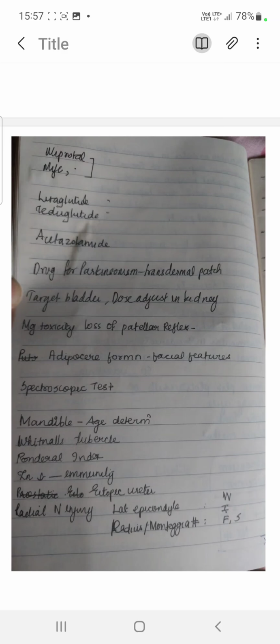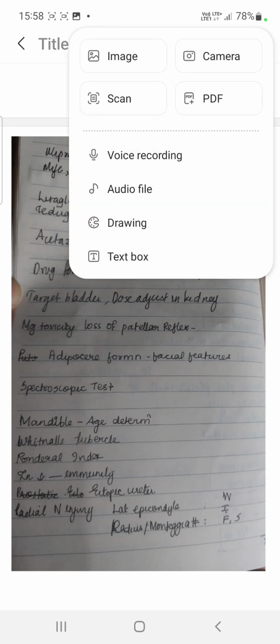Ectopic ureter in females opens into the labia majora, whereas in males into the prostatic urethra. Radial nerve injury, remember, if it is above the elbow, at the lateral epicondyle, wrist drop will also be there because of involvement of extensor carpi radialis longus. Whereas if it is below, maybe at the level of the radius or Monteggia fracture, the most injured is PIN. In case of Monteggia we cannot say, because the most injured is actually PIN.